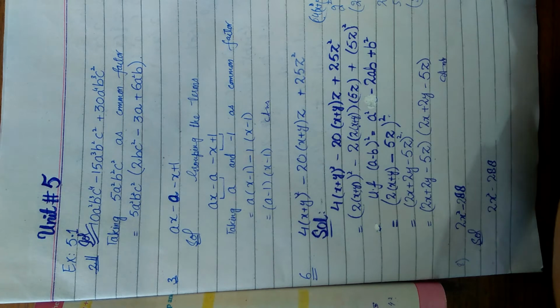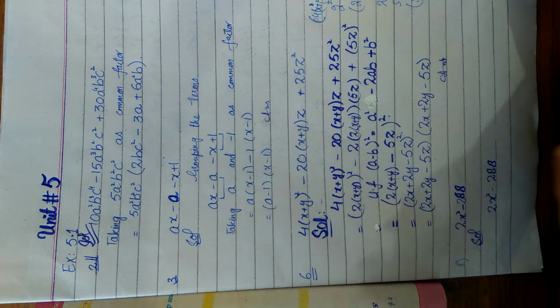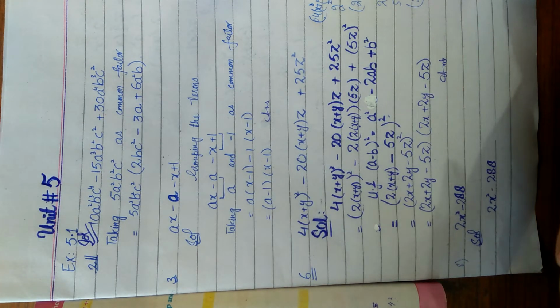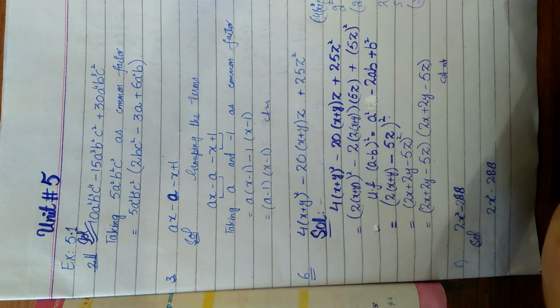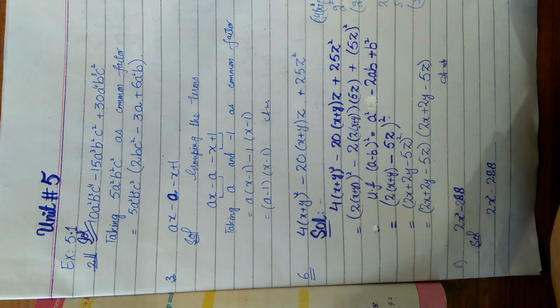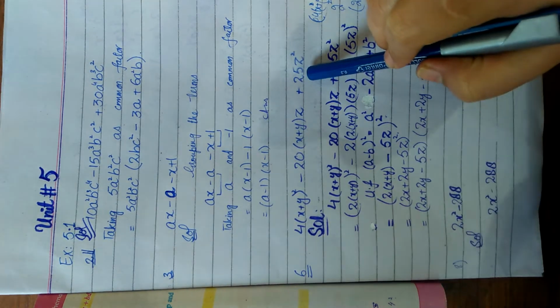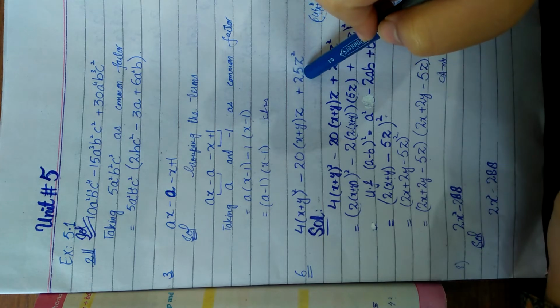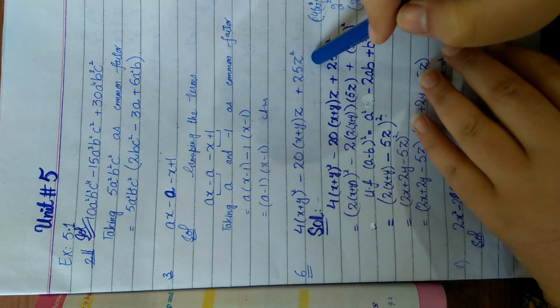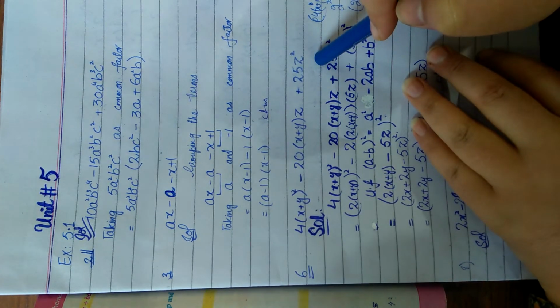Then type 3, that is about perfect square formula, perfect square trinomial, that may be a plus b whole square or a minus b whole square. Here in the question we are given 4 into x plus y whole square minus 20 into x plus y into z plus 25z square. The recognition of this expression is that the first and last terms will be perfect squares.